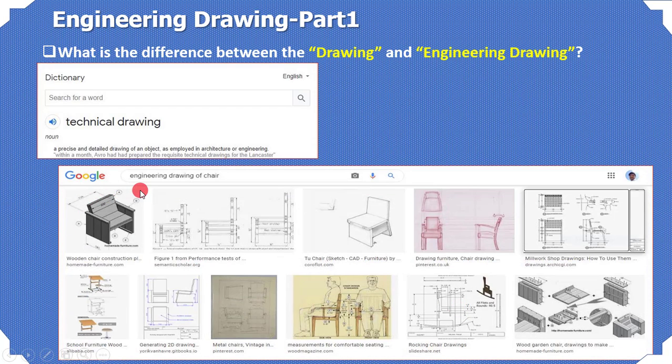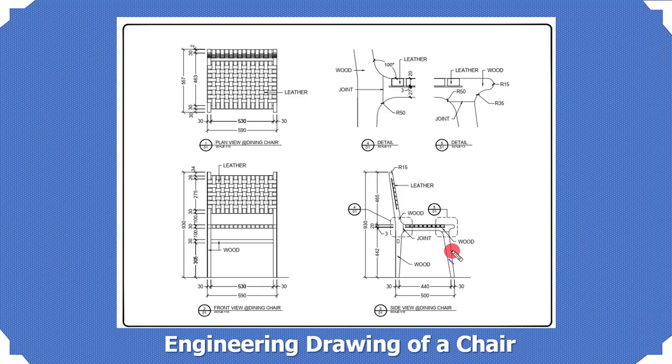Here you see, this is also the search result of an engineering drawing of a chair. You can see a number of drawings are available. Most of the drawings show you three views. Here you can see 1, 2, 3, here also 1, 2, 3, 1, 2, 3. So different views are shown in this engineering drawing, and not only the views but also a lot of information is provided in it. Let's see it.